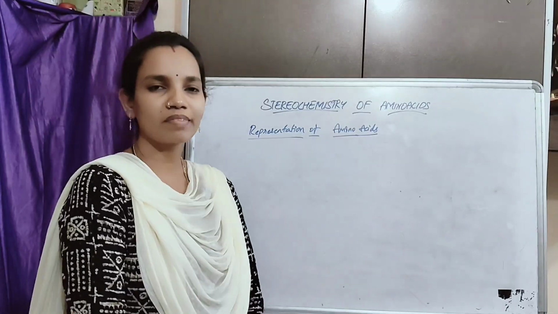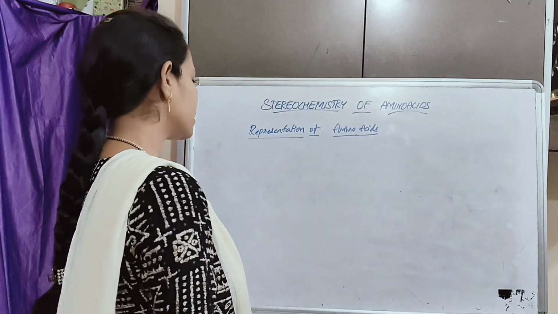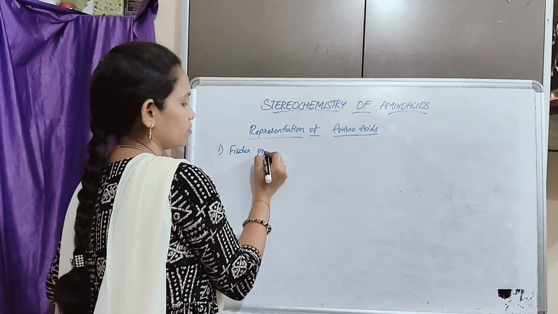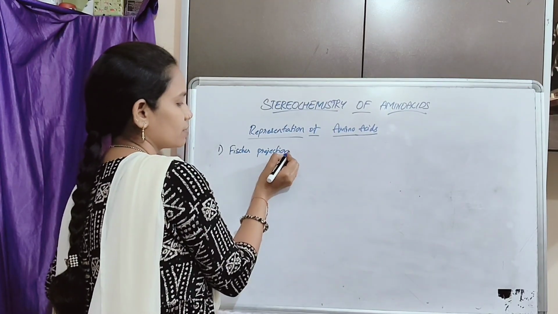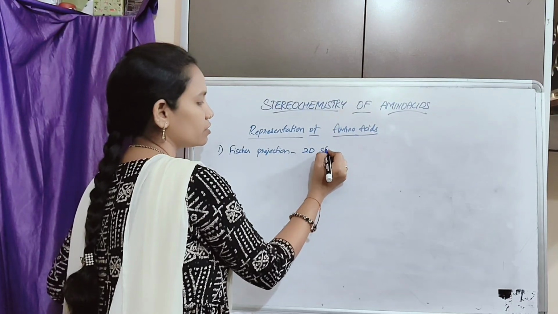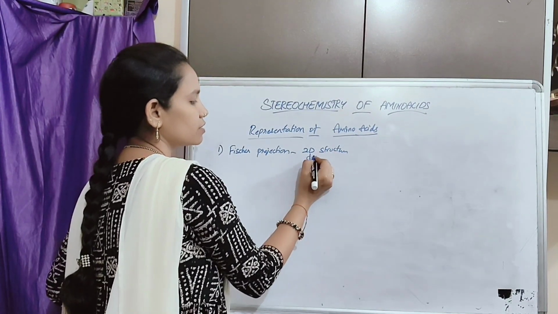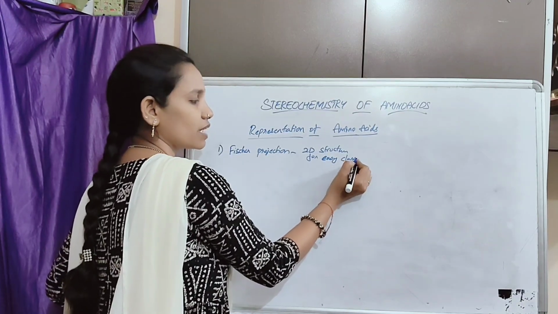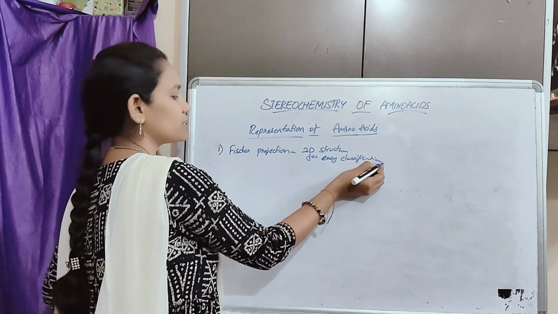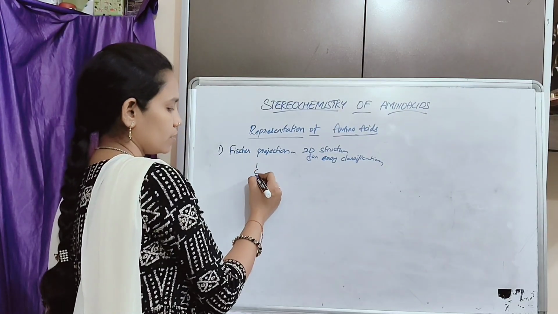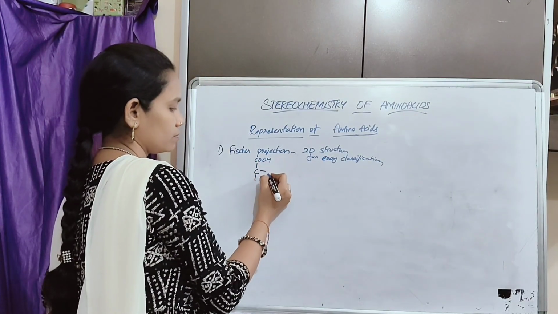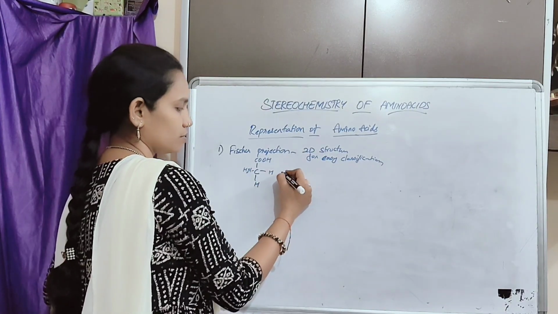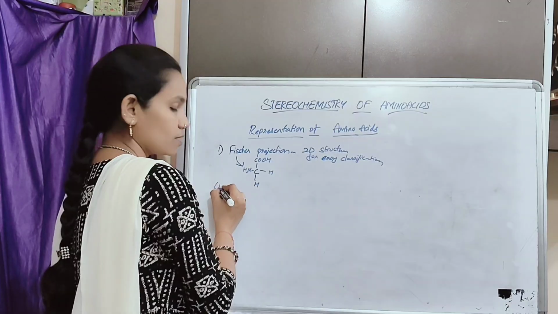Is it clear? Now let's see the representation of amino acids. First, Fischer projection. This is a 2D structure form for easy classification. This we have already seen, right? Mostly whatever structure I write, for example if you take lysine, this is Fischer projection only. Okay.